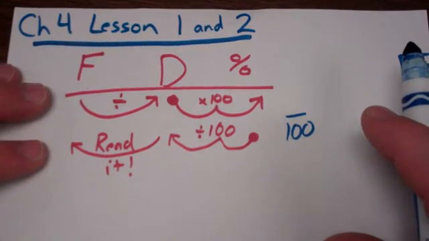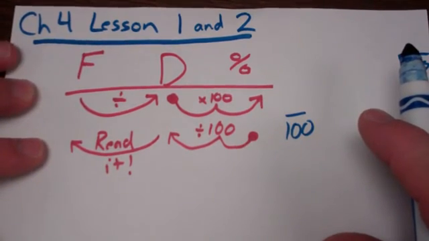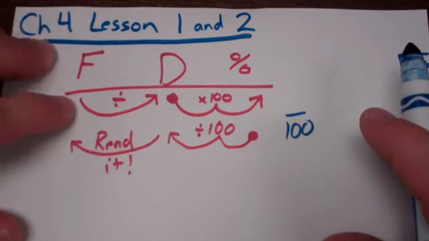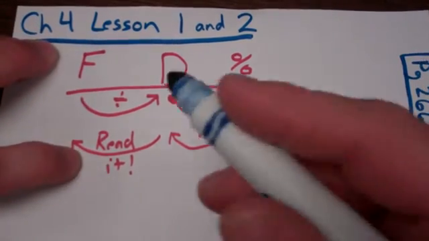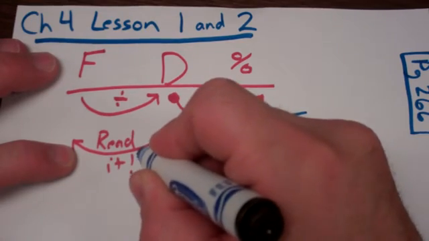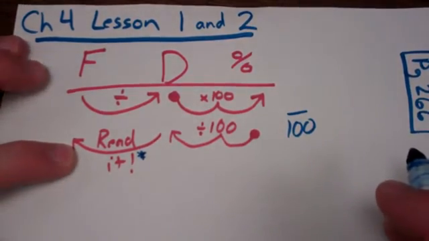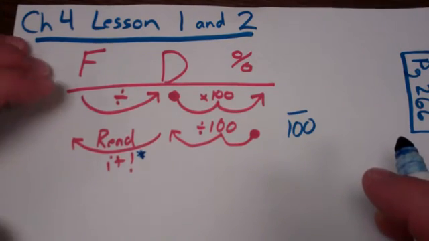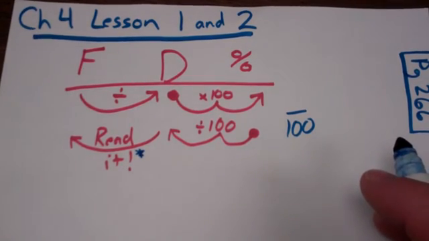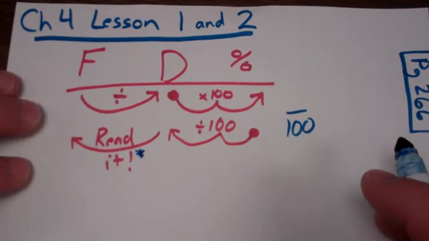The overall lesson for this unit, for Chapter 4, is rational numbers, which are numbers that can be written as a fraction. This one right here works for everything except for repeating decimals. We'll have to work on repeating decimals just a little bit differently. But remember, if you divide a fraction, it will either terminate or it will start repeating.